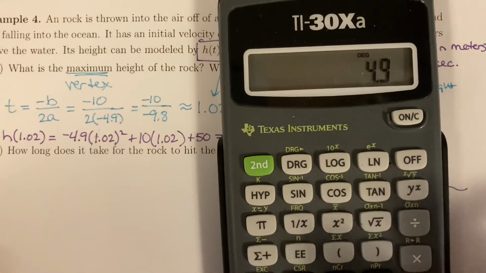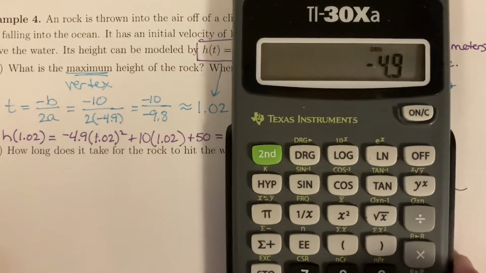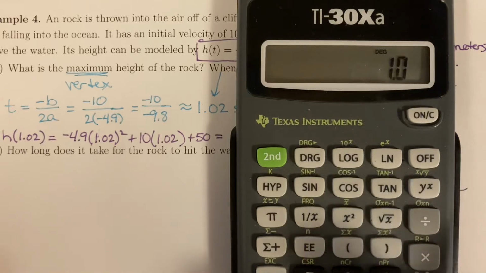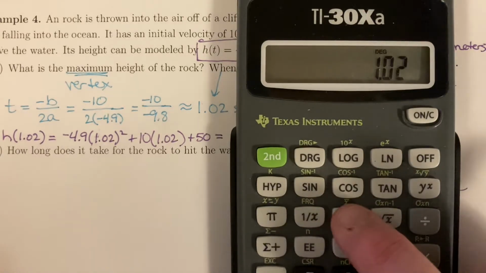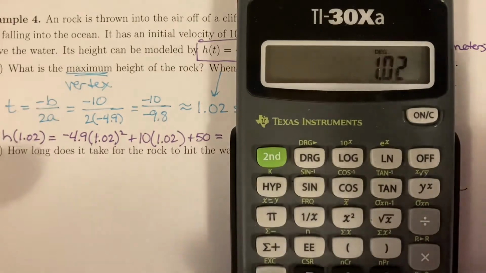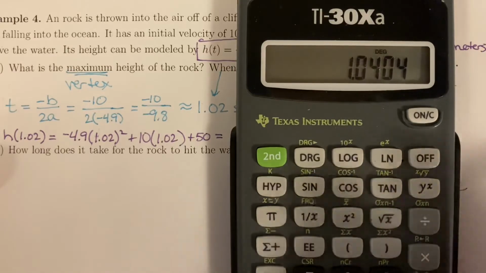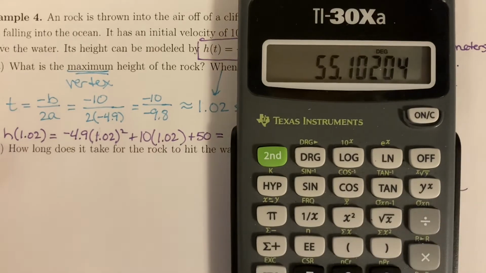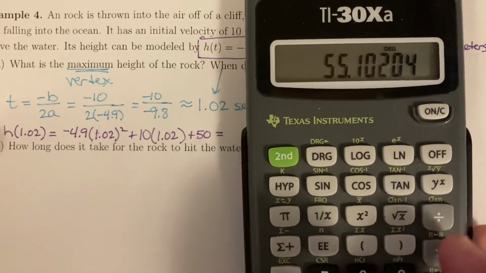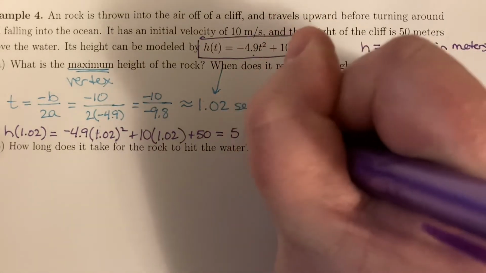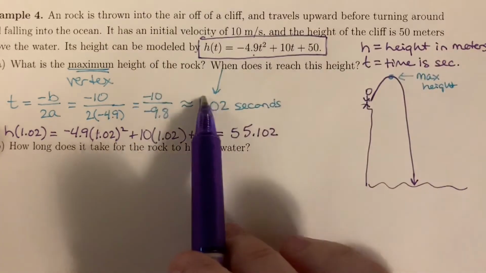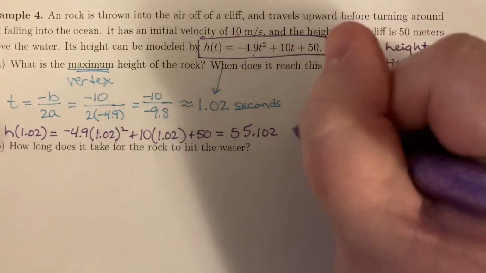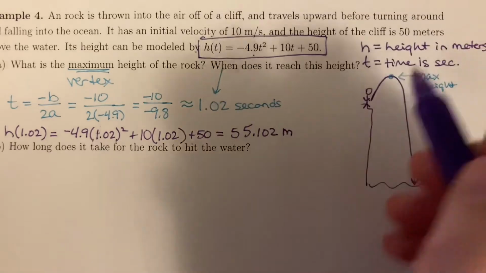So 4.9, make it negative, then times 1.02, either squared button, or if you're on your phone and trying to do it quick, remember on a phone you just turn it to the side for squaring, or you just multiply times 1.02 again, plus 10 times 1.02 plus 50 equals. And that's what I got. So let me write it down and then we'll figure out what this means. I got 55.102. A lot of 102s happening. This is the height in meters.